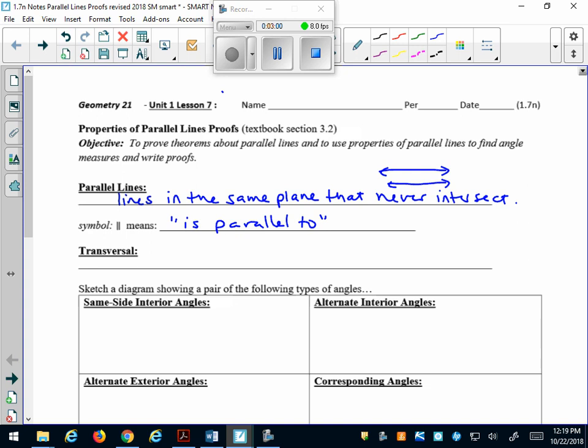Transversal. What is the actual definition of a transversal? Yep. Good. A line that intersects two or more other lines, and they don't have to be parallel lines, actually. They become more meaningful when they're parallel lines because they create all these relationships, but they don't have to be parallel lines for it to be called a transversal. Transversal just goes through two or more other lines.